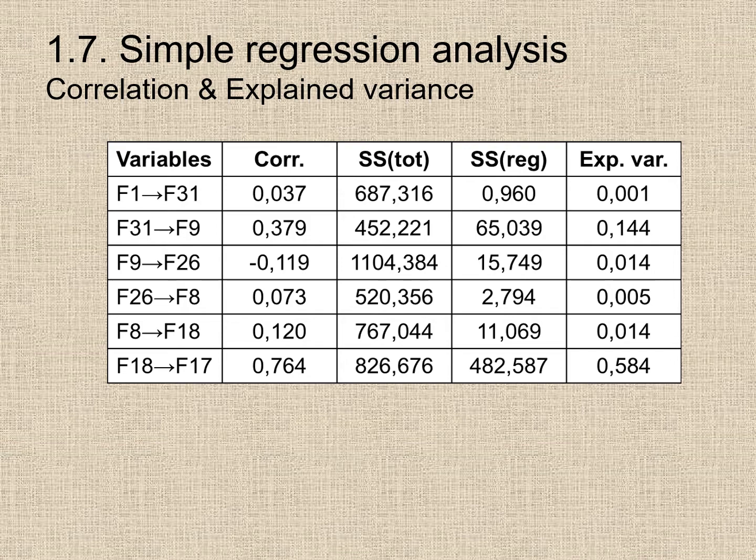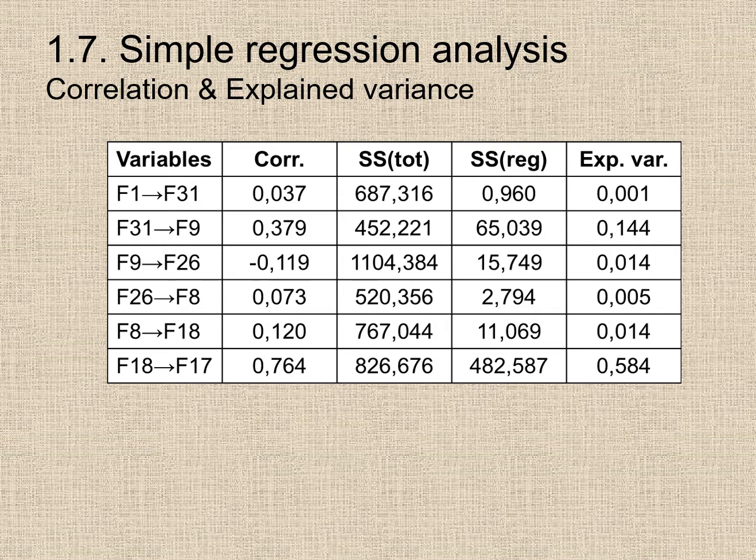Sum of squares total, variation in item 31, 687. If I do this regression analysis, I get regression sum of squares 0.96. If I take the ratio here, I divide 0.96 by 687, I get this value. It means that I have 0.1% explained variance. 0.1% of the variance in item 31 can be explained by values in item 1.